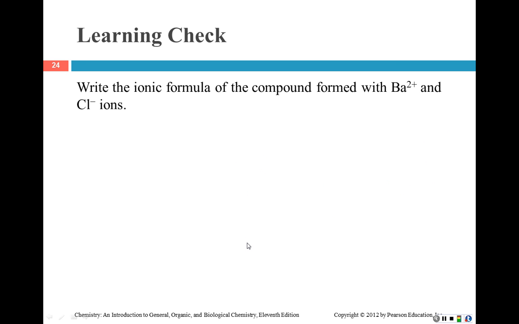So write the ionic formula of the compound formed with barium +2 and chloride. Okay, so barium is a 2+, chloride is a -. Okay, so I have 2 pluses. I need 2 minuses to make this neutral. So what I'm going to need is what? 2 of these negatives. So that tells me that in the formula I'll have 1 barium and 2 chlorines.